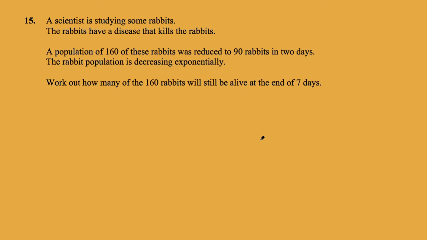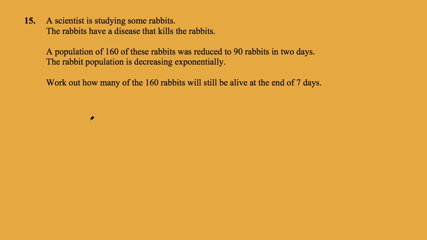Question 15. A scientist is studying some rabbits. The rabbits have a disease that kills the rabbits. A population of 160 of these rabbits was reduced to 90 rabbits in 2 days. The rabbit population is decreasing exponentially. Work out how many of the 160 rabbits will still be alive at the end of 7 days.